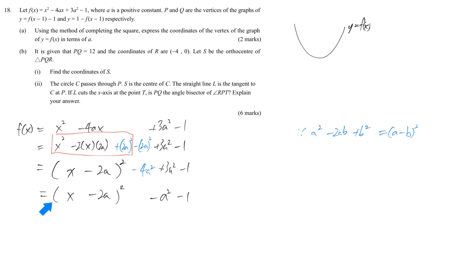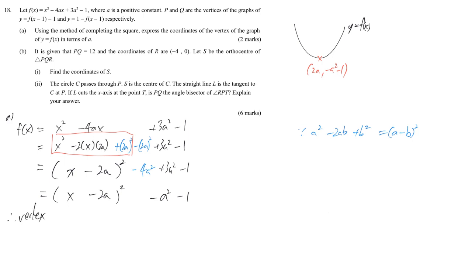And the nature of a square creates a turning point. The minimum of this part is just 0. It can't be negative. That's why we have a turning point here. So for the vertex, when what is inside the bracket, x minus 2a, equals 0, that means x equals 2a. Then y will become negative a squared minus 1. So we get the vertex.